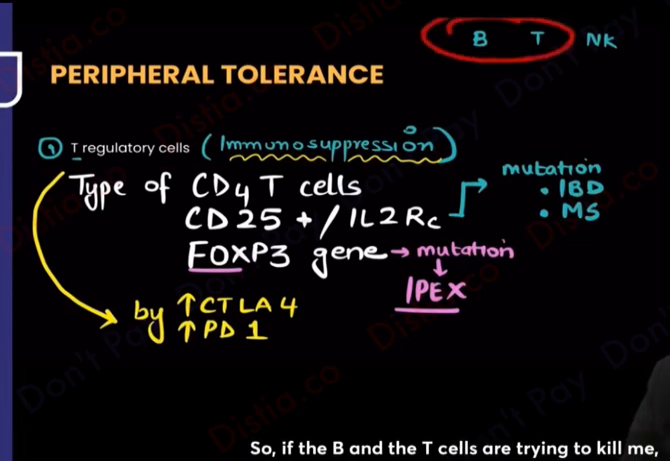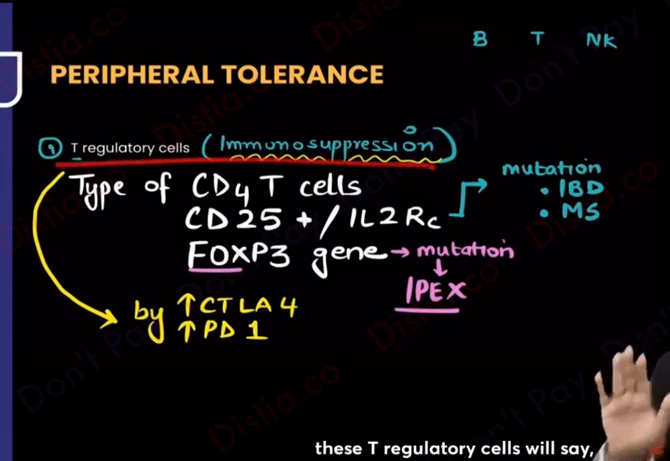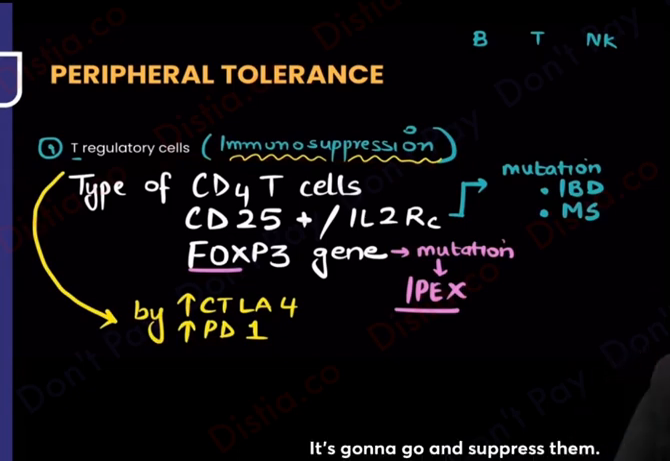So if the B and the T cells are trying to kill me, these T regulatory cells will say, okay, let me check you, let me suppress you. It's going to go and suppress them. So that is one peripheral tolerance that we have.